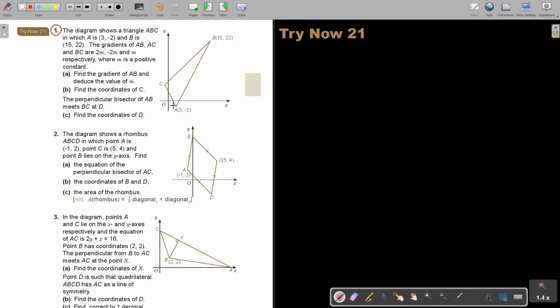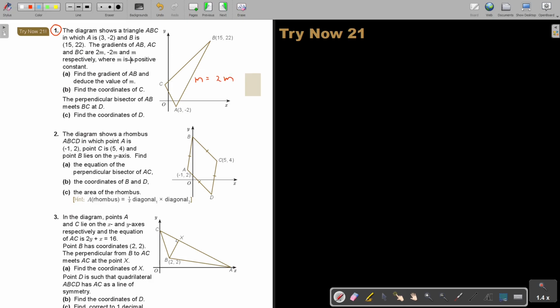Okay, let's start. The diagram shows a triangle ABC in which they give you A and they give you B. It's always nice if they give you a sketch already. The gradients of AB, AC and BC. I think I'm just going to write this in. So the gradient of AB is going to be 2m.